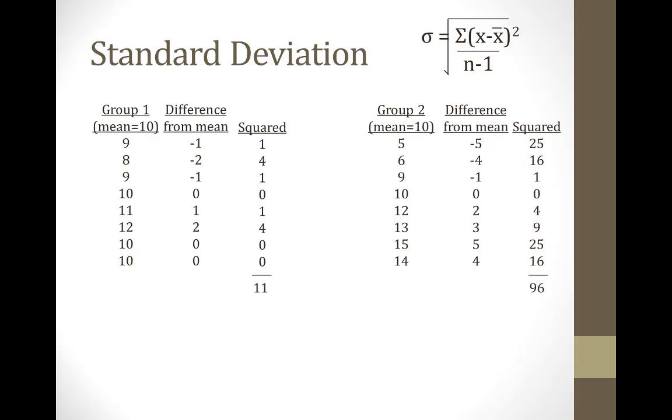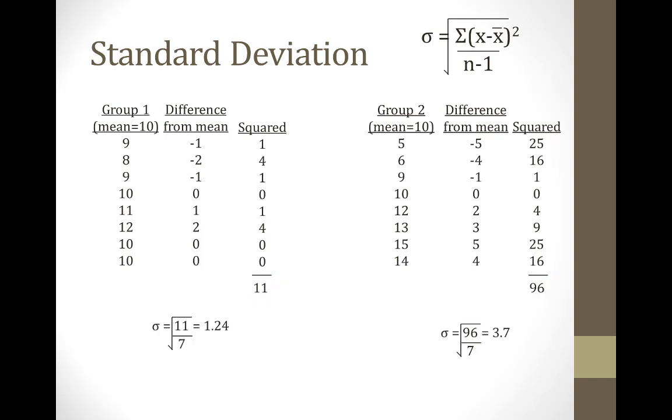Next thing we do is square all those numbers. So this is going to eliminate all the negative numbers and give us only positive numbers, and then we add them up. So for group 1, they add up to 11 because most of the data points in group 1 are close to the mean. In group 2, they add up to 96 because the data points in group 2 are further away from the mean.